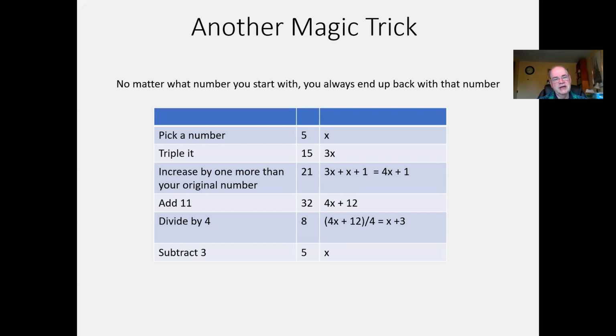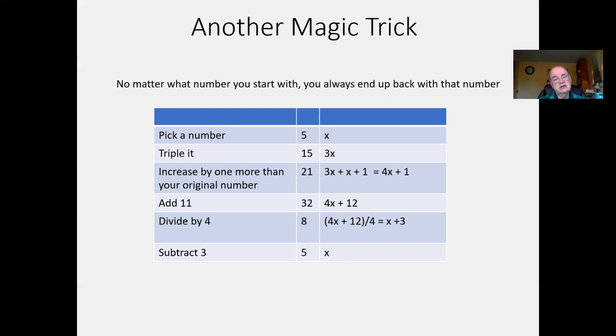And we go ahead and triple that number to 3x, add 1 more than the original number. The original number is x, so 1 more is x plus 1. We add that to the 3x. We add 11. The 1 becomes a 12, divisible by 4. Important here to recognize that 4 is over both terms of the expression. It's over the 4x and over the 12.